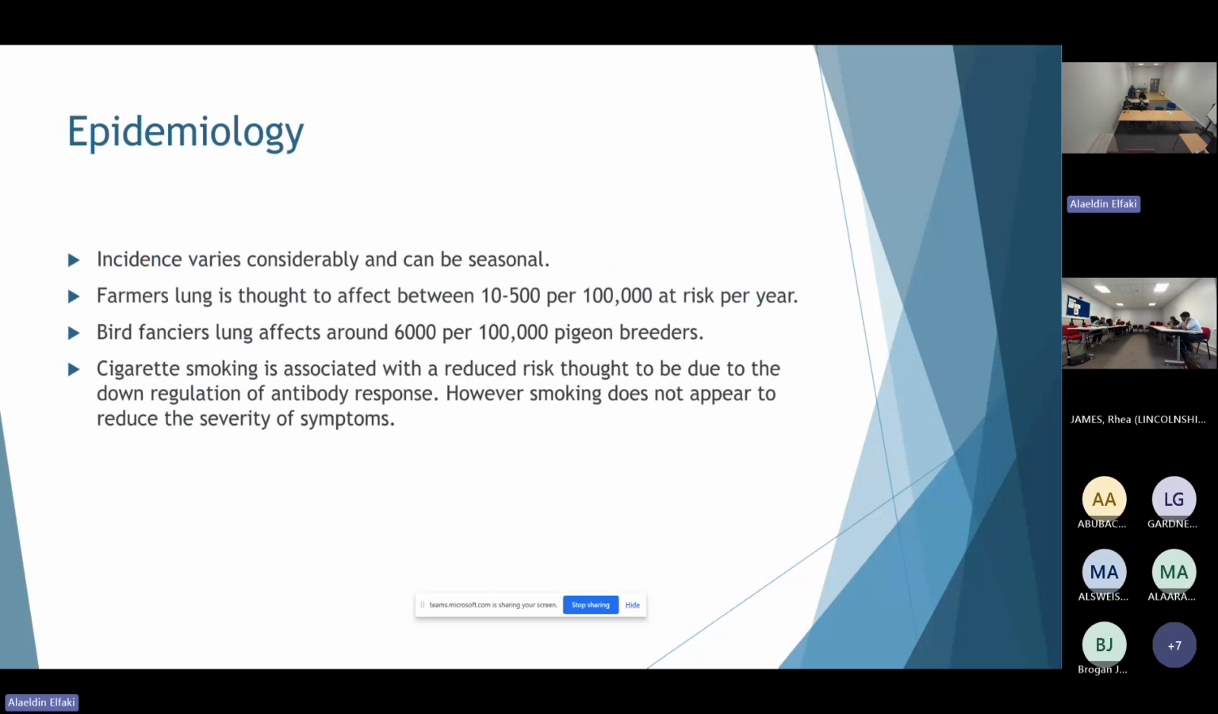It might be seasonal, as we said, due to exposure to some of the organic dust. Farmers' lung is about 10 to 500 per 100,000 per year, and pigeon breeders' lung is also common for people who are bird breeders, for example. Cigarette smoking is considered to reduce the incidence of HP due to downregulation of antibody response, but it doesn't have any relation to reducing the severity of the disease itself.